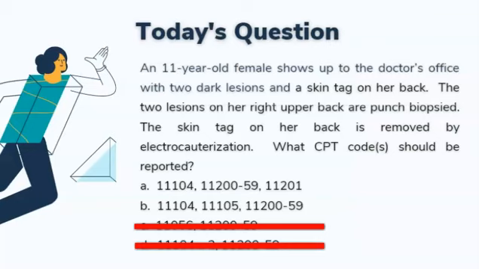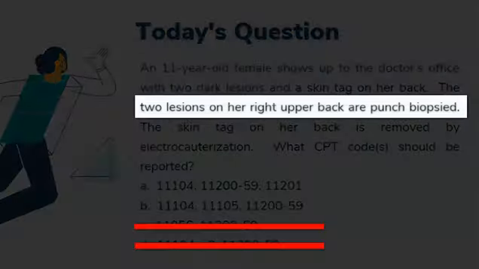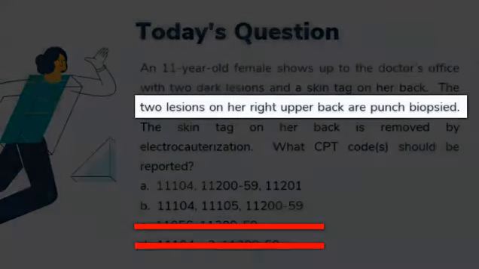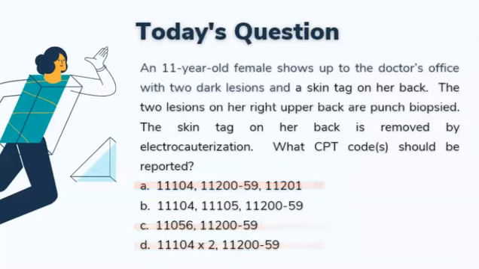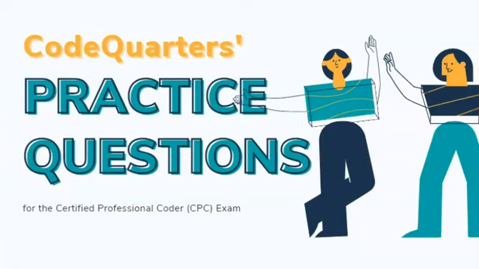This leaves us with only 2 letter choices, letter A or letter B. Letter A has us reporting only a single lesion treated courtesy of the code 11104. This would be incorrect because, as we have just pointed out, there were actually 2 lesions that were treated with punch biopsy. As such, letter A is last to go. The correct answer to this question, by method of elimination, is letter B. We are reporting 11104, 11105, and 11200-59.